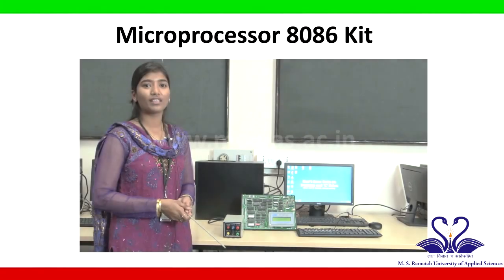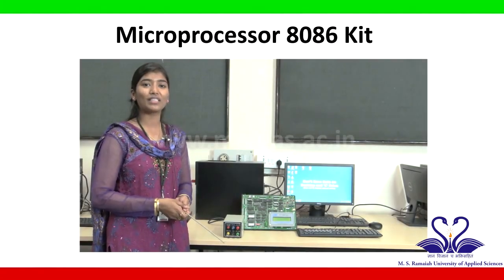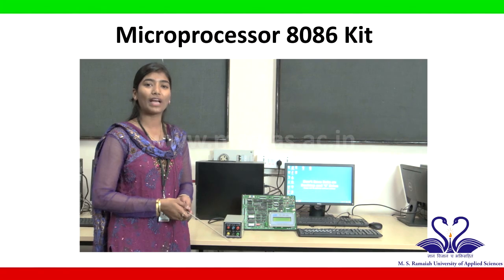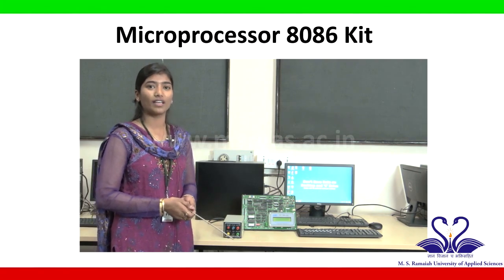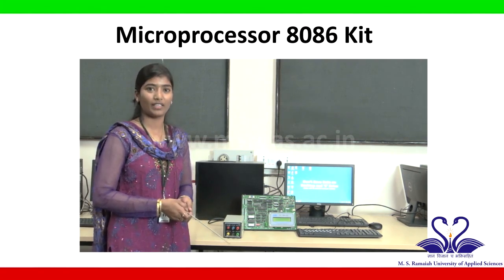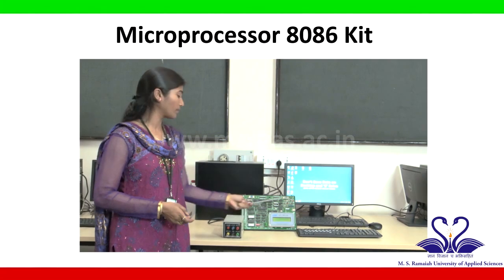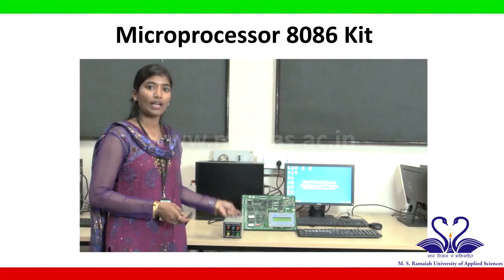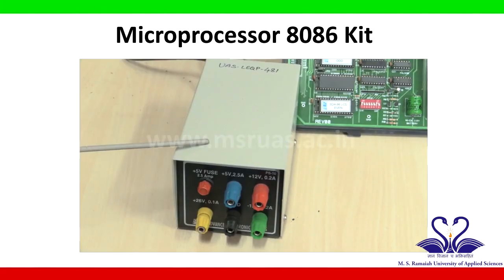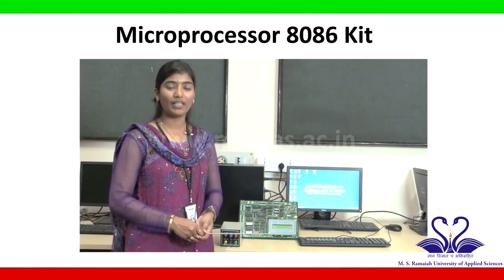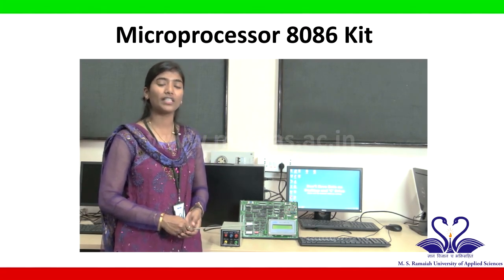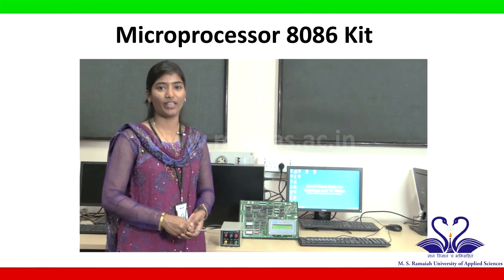Dear students, today in this session we will be studying about how the programming of microprocessor is done using microprocessor kit. So, the components required for this experiment are keyboard, microprocessor kit and power supply. Before looking into the experiment, let us know the importance of each components used in this experiment.